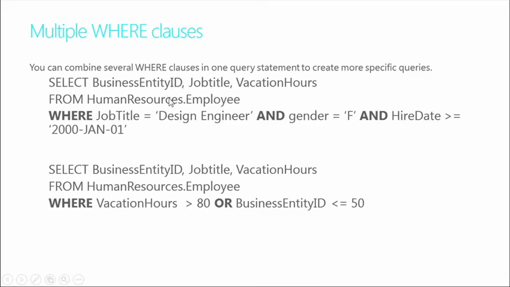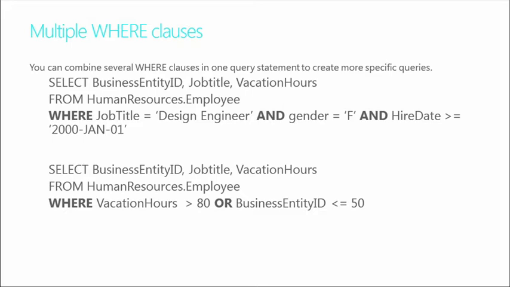From the table, still have that. Now my where clause: where job title equals design engineer, and by the way, gender has to equal F, and by the way, their hire date has to be greater than or equal to January 1st of 2000. So now I'm really narrowing down what's returned to me in my result set.